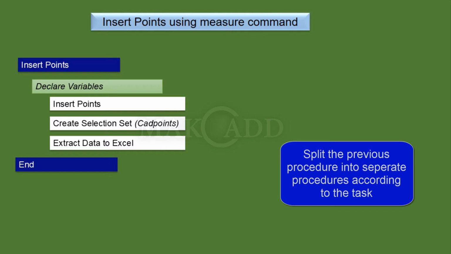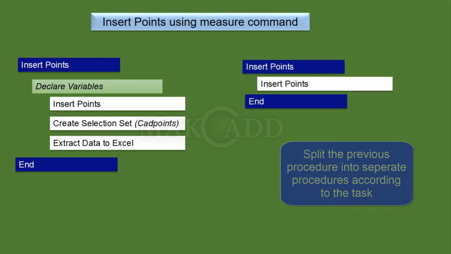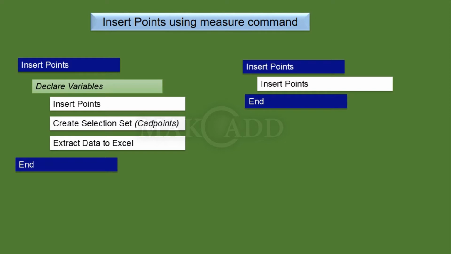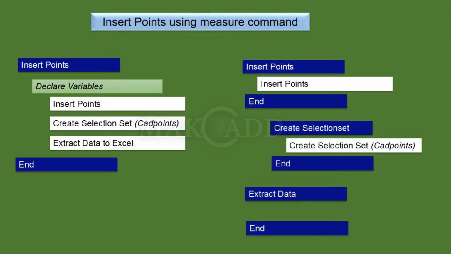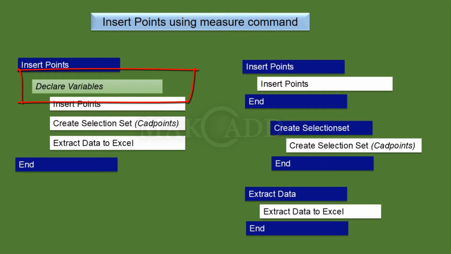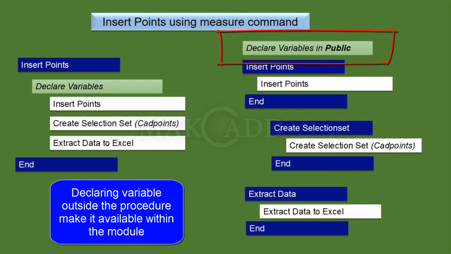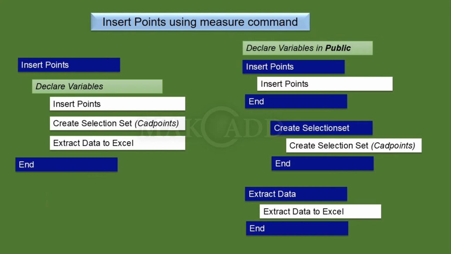Here first we will split these actions into separate individual procedures. So first, the main procedure using the measure command, we insert points. Then another procedure, create a selection set. Then the next procedure, we extract this data to the Excel sheet from the card points. So here we declared all variables inside the procedure, but now we are going to declare the variables outside so that it is accessible to all these three procedures.